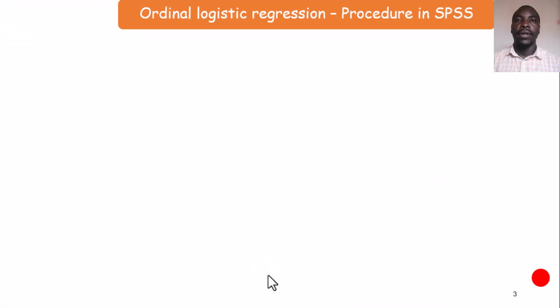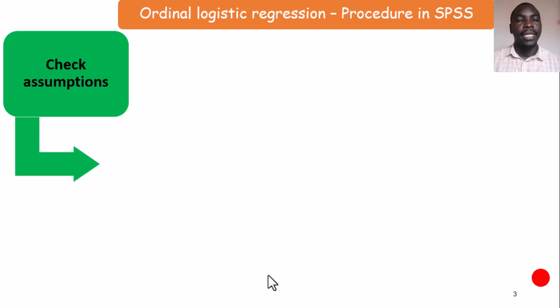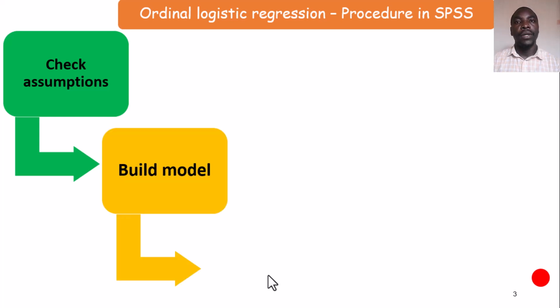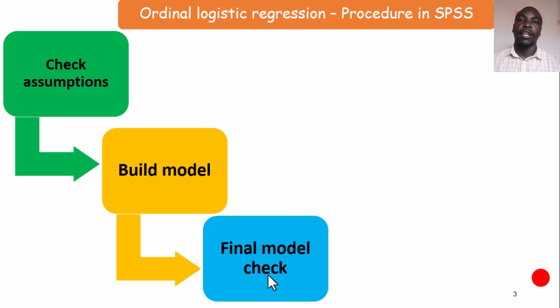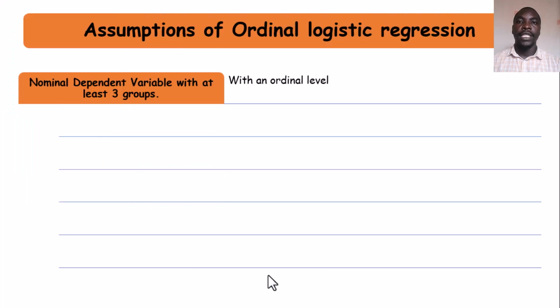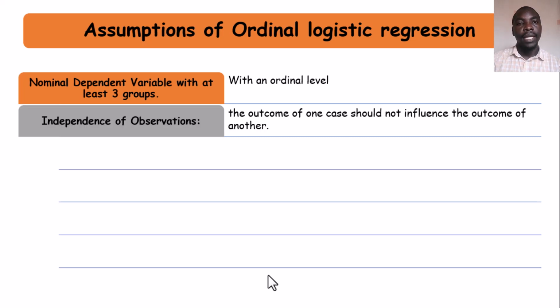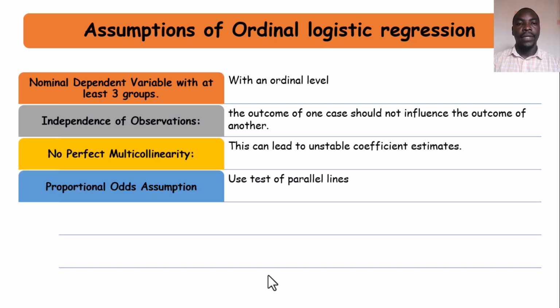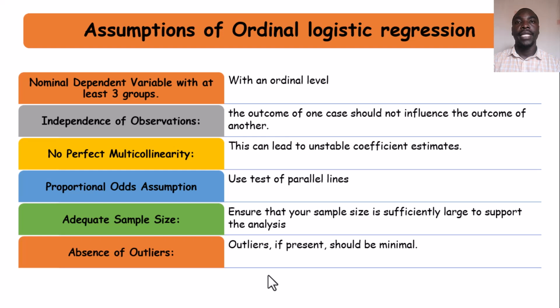As usual, for any model that you're going to use for your analysis, start by checking for assumptions, build your model, and then do a final model check. So for this ordinal logistic regression, we've already seen the type of dependent variable that we need. It should be categorical with 3 levels, but those levels should be ordinal in nature. Independence of observations, there should be no multicollinearity. Proportional odds assumptions should be fulfilled, should have adequate sample size, and then shouldn't have outliers.